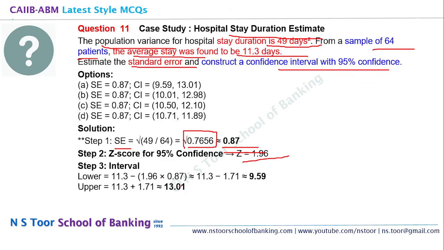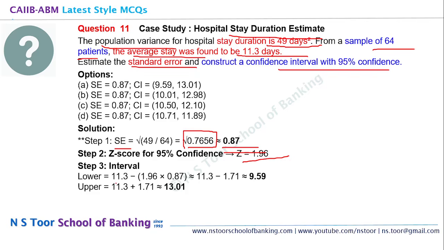Then how shall we calculate it? First is the sample mean, that is the average stay, 11.3. How shall we calculate the interval? The interval is the mean plus or minus margin of error. So how shall we calculate the margin of error? Margin of error is equal to 1.96, that is my Z score, times the standard error of the mean. What is the standard error? 0.87.